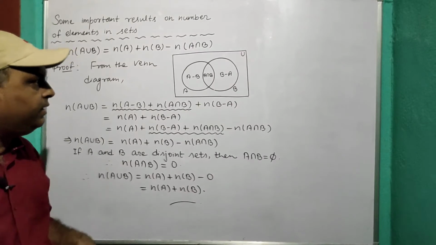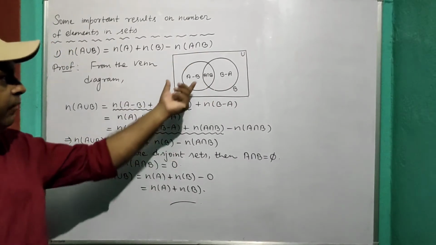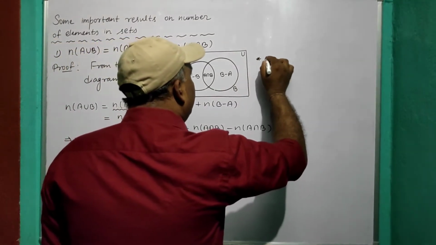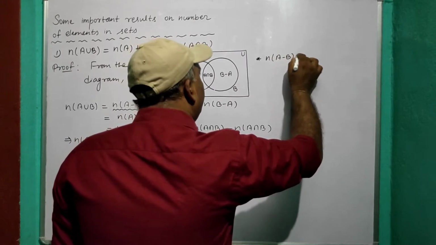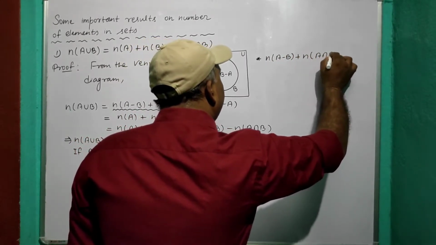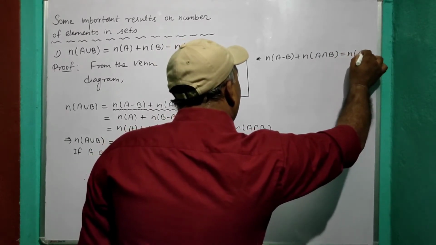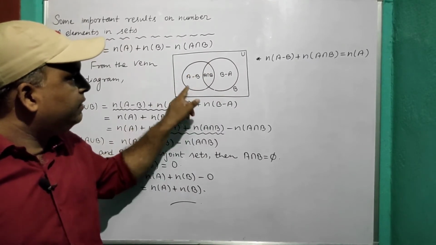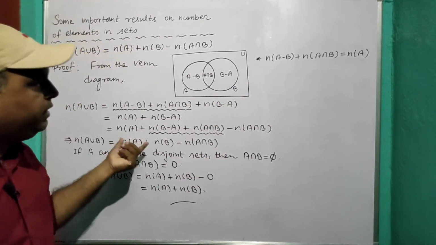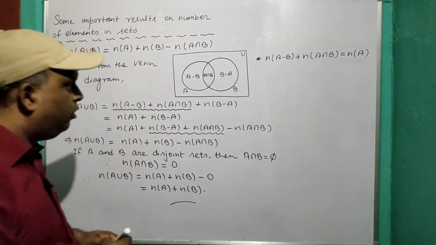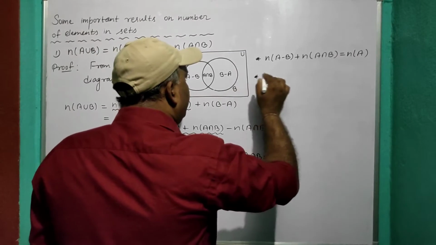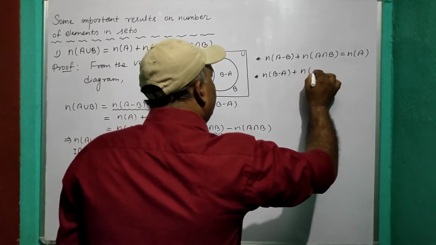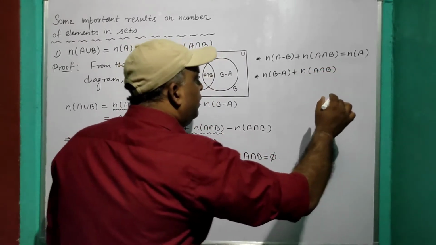One more thing which is required here is, you can see from this figure, this I have already used here. What you have seen from this figure, that you can also write here that n(A minus B) plus n(A intersection B) equal to n(A). These two, if you add, you will get this set A. So this I have already used here, but still you can use it as some formula. And similarly here, you can write n(B minus A) plus n(A intersection B) is equal to n(B).